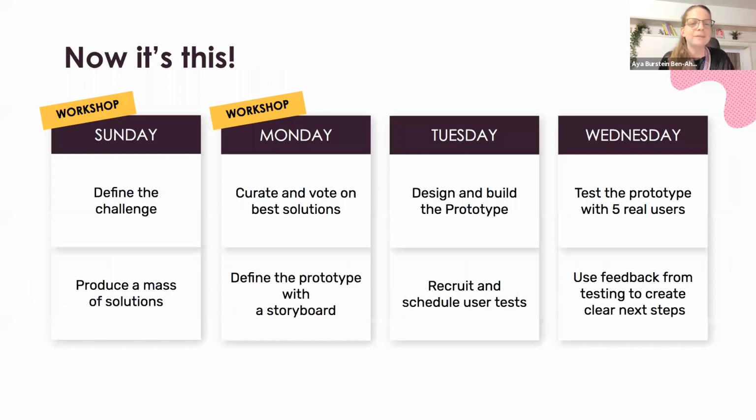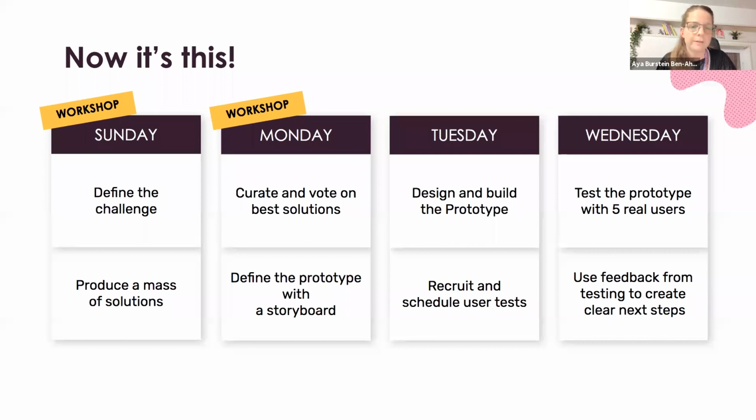So remember this? Now it's this. This is how a design sprint week looks like. The first 2 days of the workshop are together with the design sprint team. This is a combination of different teams joining together to align and decide on a possible direction and solution. In the first half of this day, we decide together what challenge we want to solve. In the second half, we create a lot of possible solutions to this challenge. On Tuesday, we vote on the best and most relevant solutions, and in the second half of the day, we define the prototype using a storyboard.